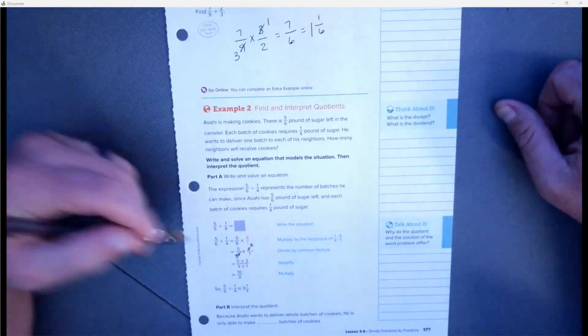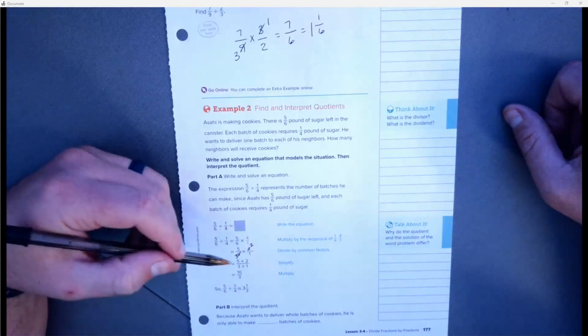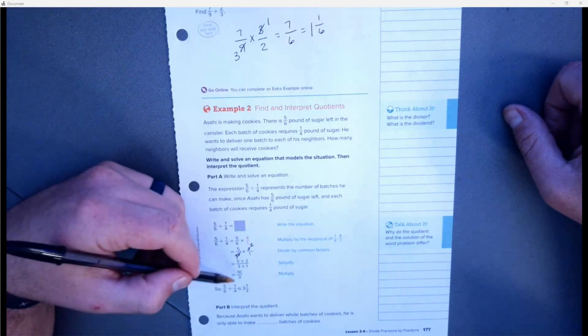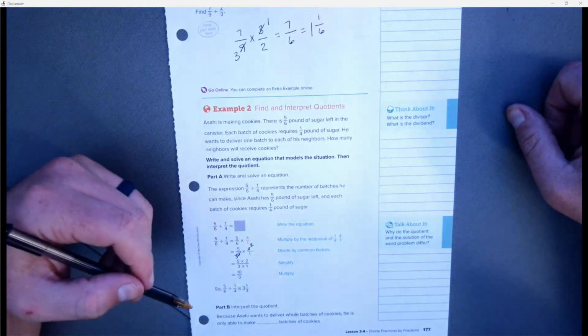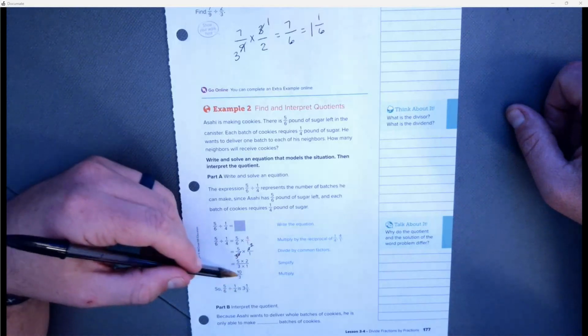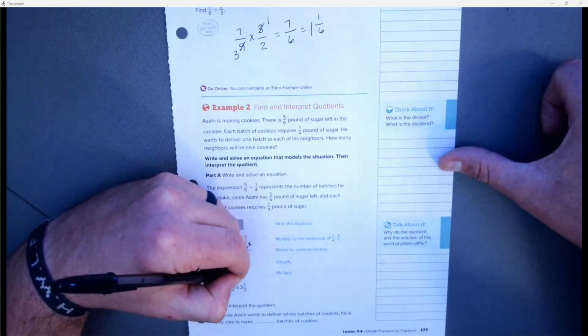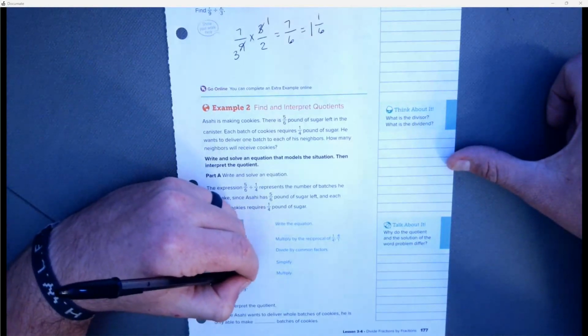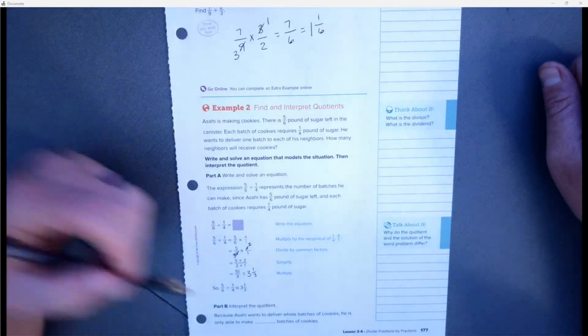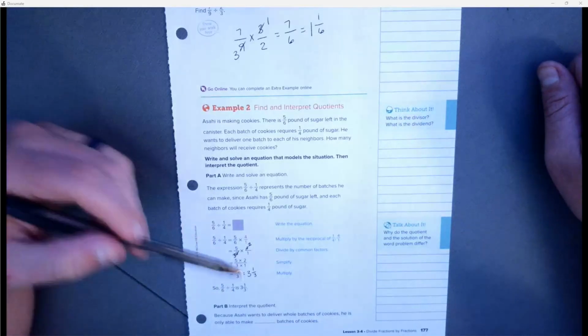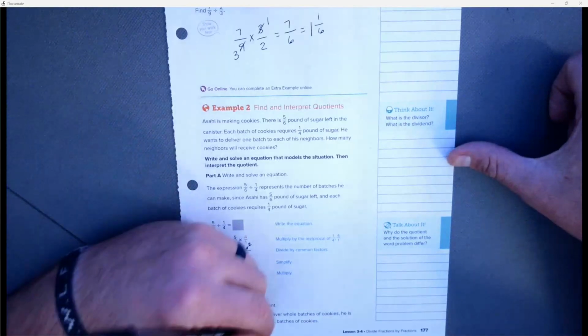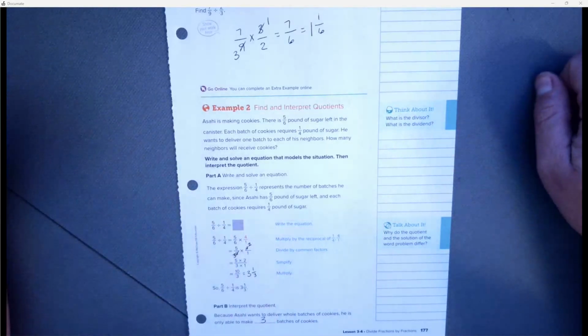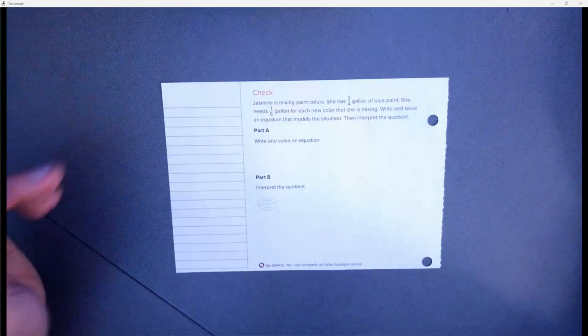Then we have 5 times 2, which will give us 10, and 3 times 1, which is 3. So we have 10 thirds, which could be simplified. 3 can go into 10 3 times. 3 times 3 is 9. That'll leave us 1 left over. And keep our denominator of 3, so 3 1/3. So he can deliver 3 batches of cookies to his neighbors.